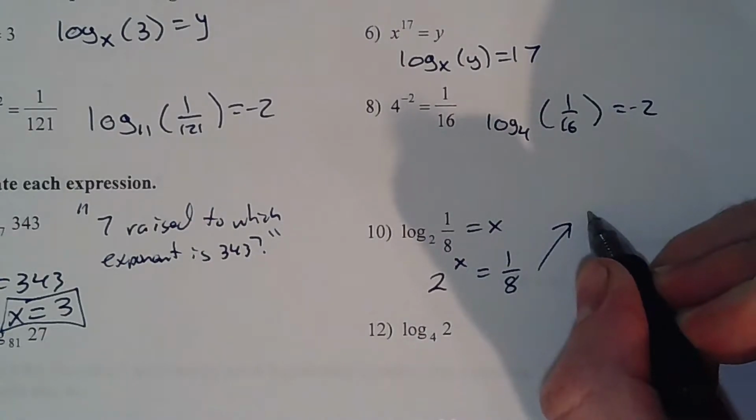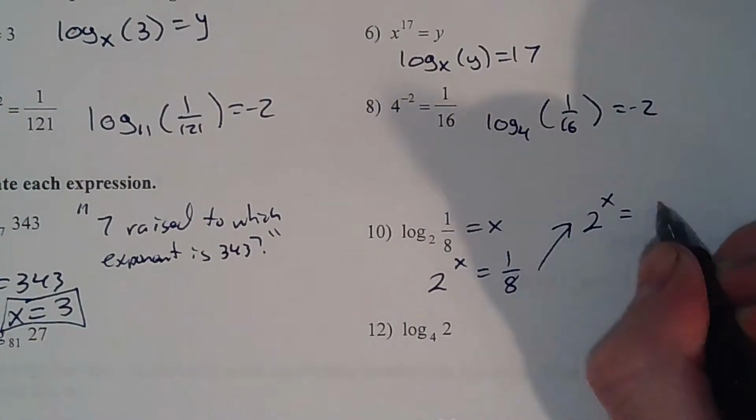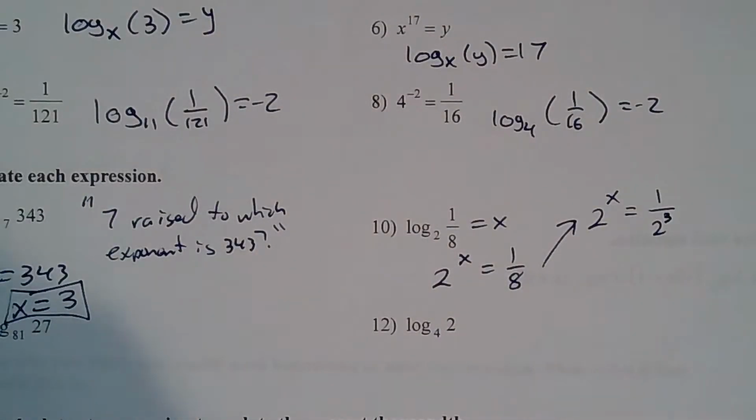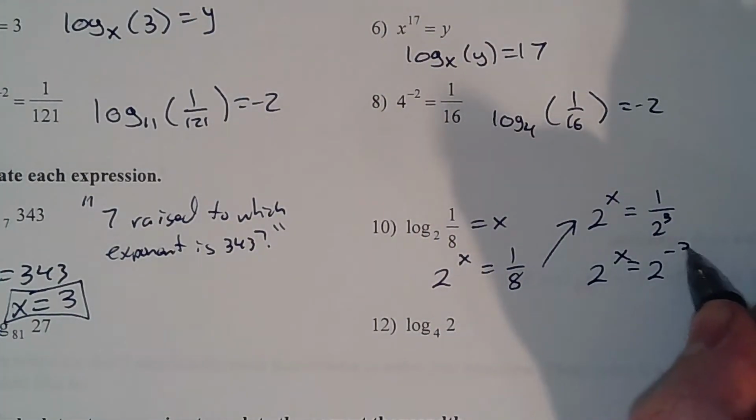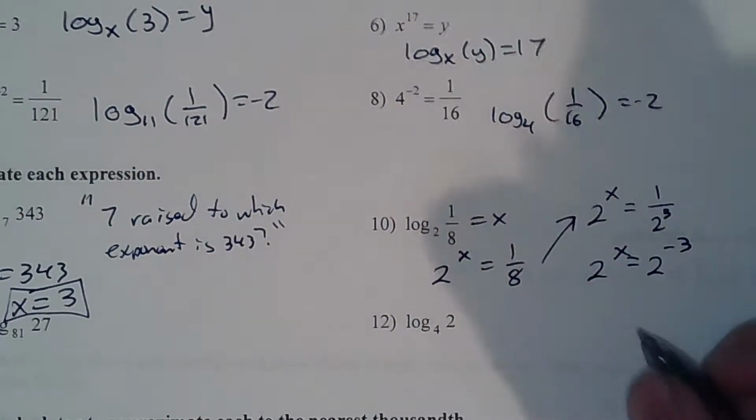So we could rewrite it as 2 to the x equals 1 over 2 cubed. How do I know it was 2 cubed? You want to have that same base just like we were doing in that previous lesson. 2 to the x equals 2 to the negative 3. That's our negative exponent rule, and therefore x is negative 3.